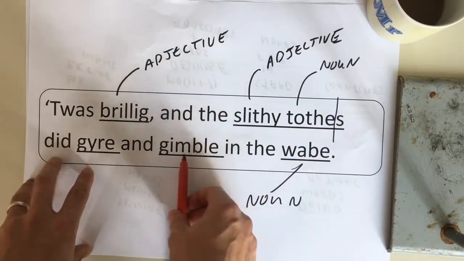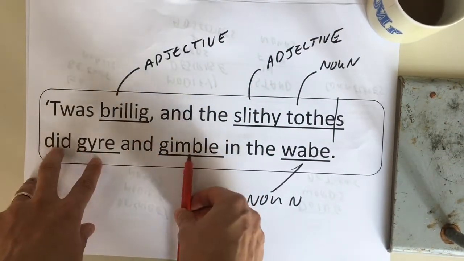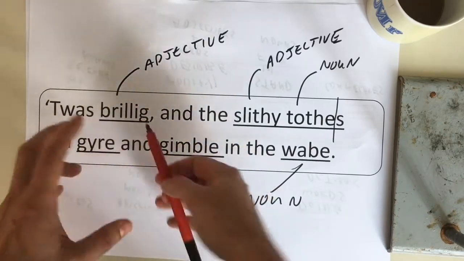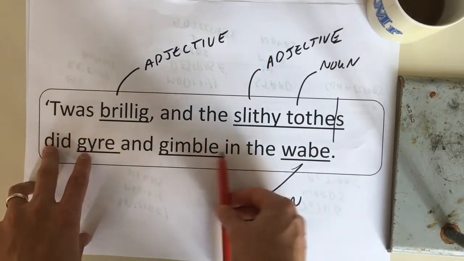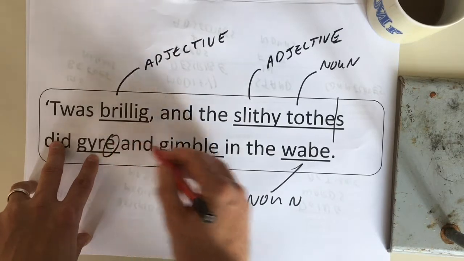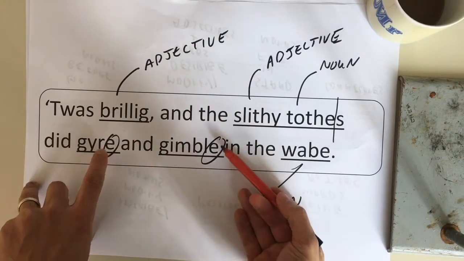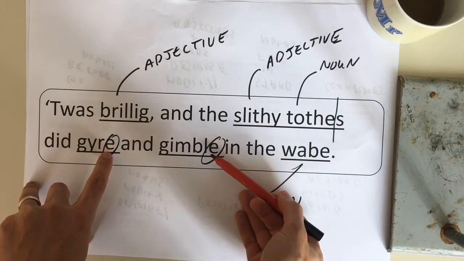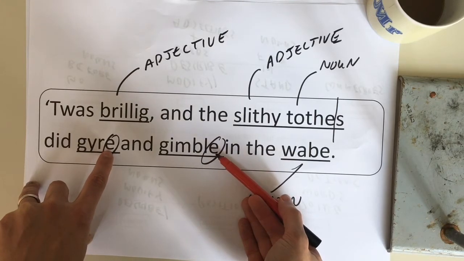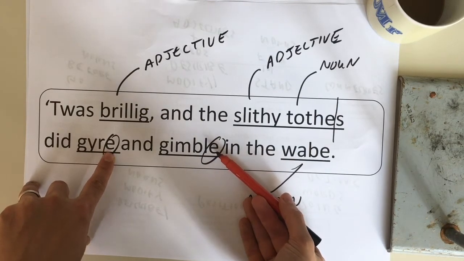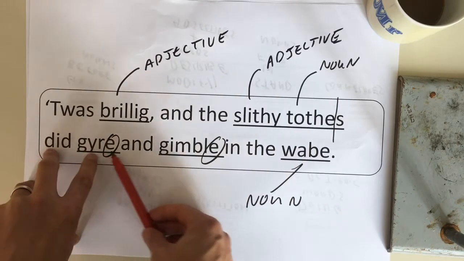Now here, did gyre and gimble. Well, just think about what types of words tend to go after those. So they did this, they did that. What did they do? They did gyre, they did gimble. You notice that they all end in E. So in the present tense, verbs tend to end quite often in E in English, and then you'd put an ED at the end, a D at the end to show past tense. So they did gyre and gimble.